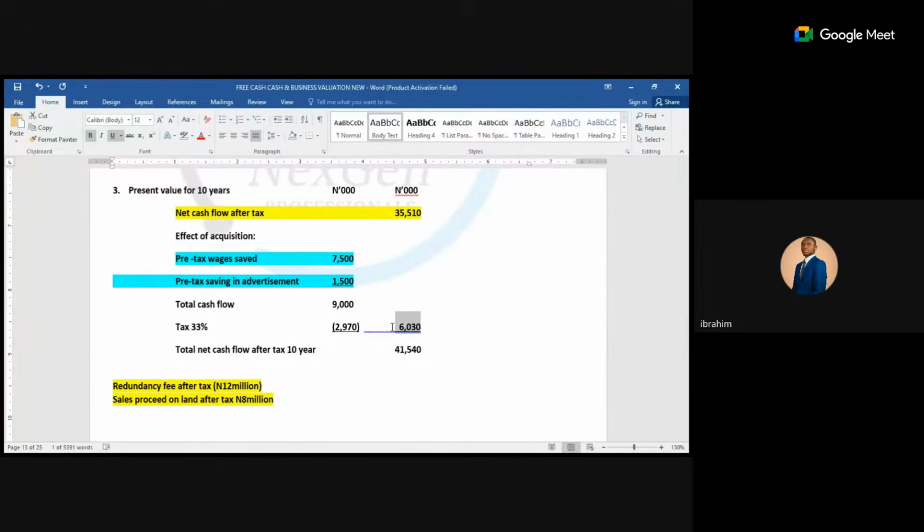And this 610 is in what? It is in real terms, because the 7,500 is in real terms, the 1,500 is in real terms, and this one is in real terms too. So how do we do this? Should we convert this real to money?